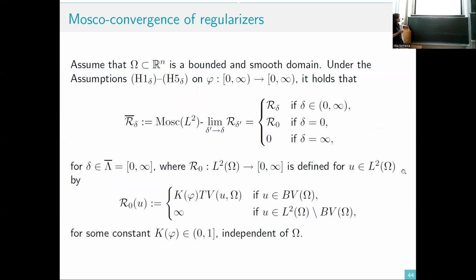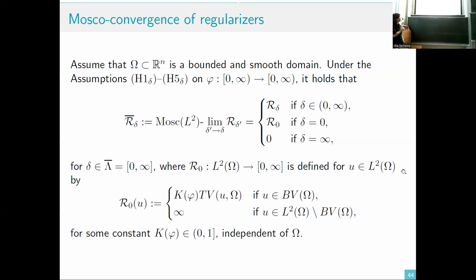And then what we have to address, and this goes a bit beyond their work because they studied gamma convergence in L1, but we need something stronger. We need Mosco L2 convergence. We need a recovery sequence that converges strongly in L2. That's where we had to work a little bit harder.